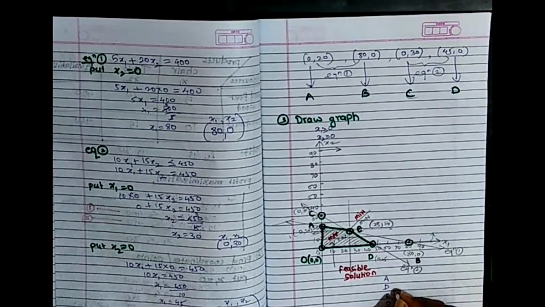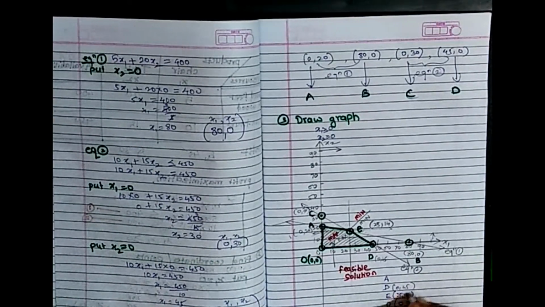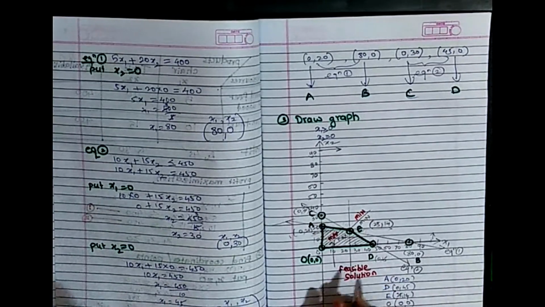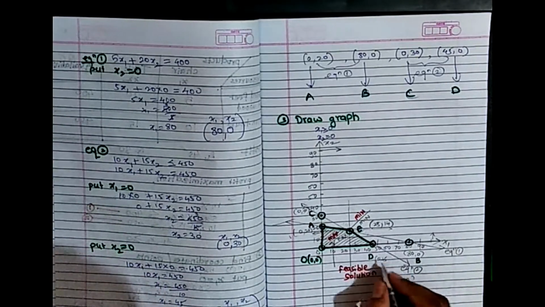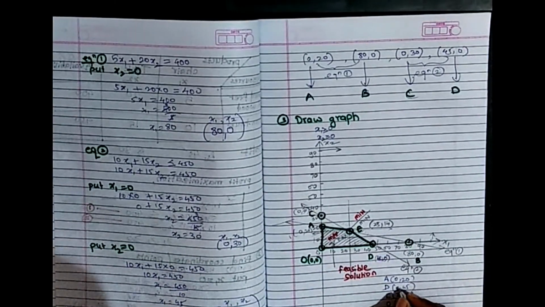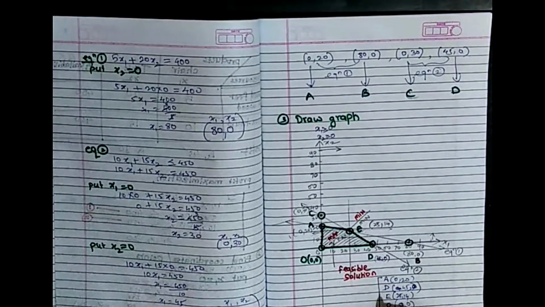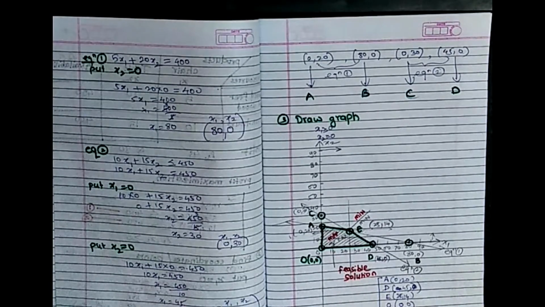This is 0, 0. Now this is the point 25, 14. Now point D is 0, 45 and point A is 0, 20. Okay, just wait. D is 45 comma 0. He made a mistake here. 45 comma 0. Now we will consider only these 4 points for finding the optimal solution.